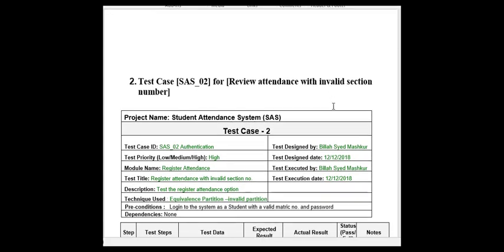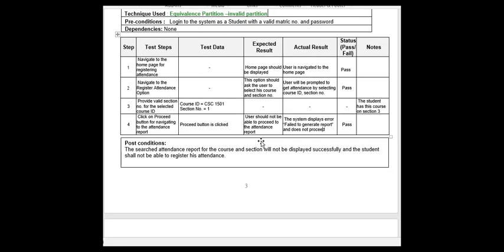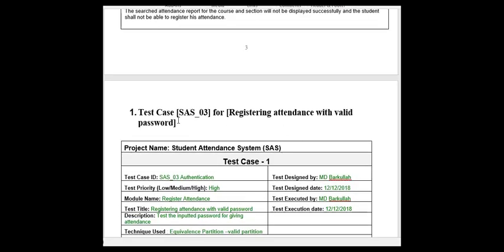And for an invalid section number, when he inputs the wrong section number for the course that he selected, then after clicking the proceed button, the user should not be able to proceed to the attendance report. So there will be a system error, failed to generate report, and it does not proceed. So this is for the invalid section number.